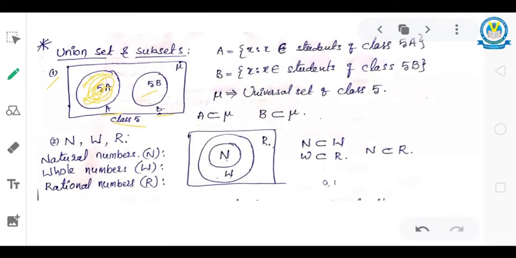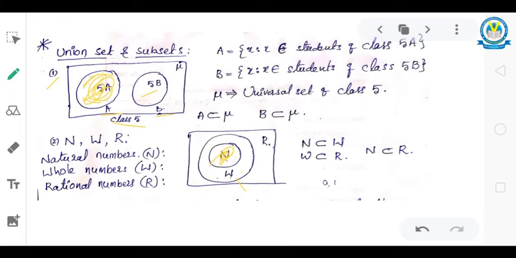Next, moving to the second one. Natural number set, whole number set, rational number set. We already know natural numbers start with 1: 1, 2, 3 and so on. Whole numbers start with 0: 0, 1, 2 and so on. Observe that all the elements of the natural number set are placed in the whole number set, because whole numbers have 1, 2, 3 and so on, but additionally have 0. All the natural numbers are whole numbers, and all the whole numbers are rational numbers.